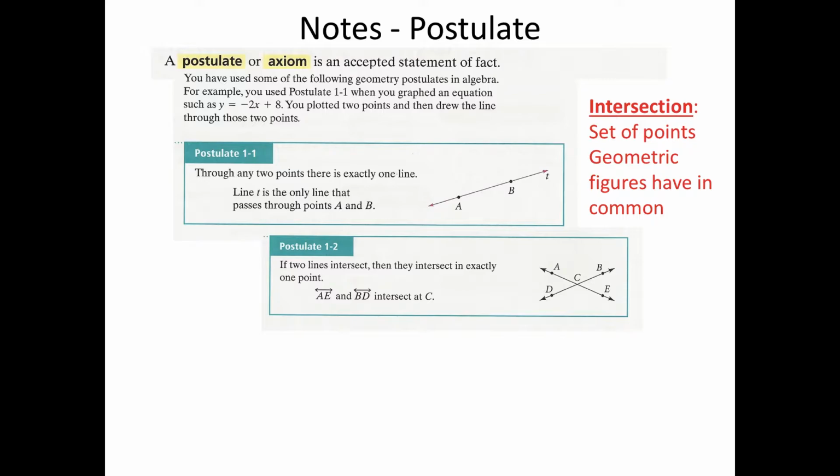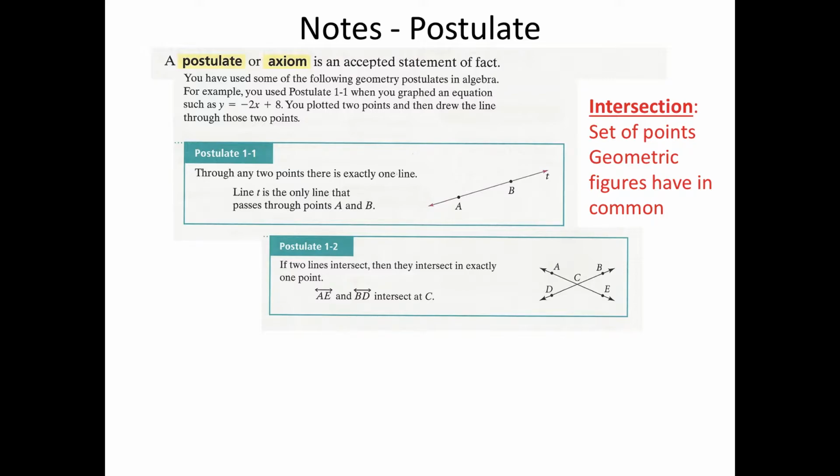So if you look at AE and you look at BD, what do they have in common? They have in common point C. They intersect at point C. Point C is the only point that's on both lines AE and BD.